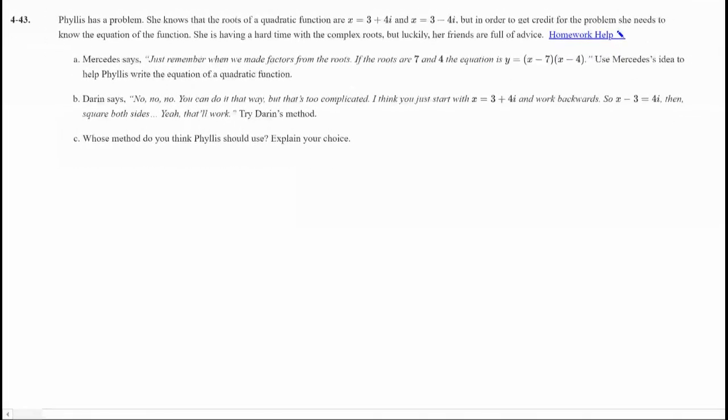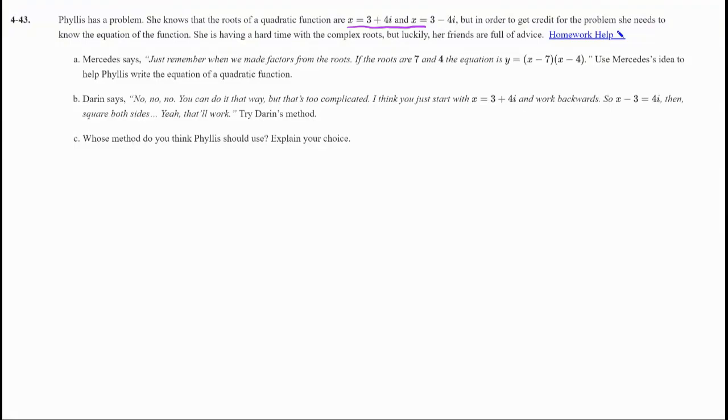Right, so Phyllis has a problem. She knows the roots of a quadratic are 3 plus 4i and 3 minus 4i, but in order to get credit for the problem, she needs to know the equation of the function. She's having a hard time with the complex roots, but luckily her friends are full of advice.